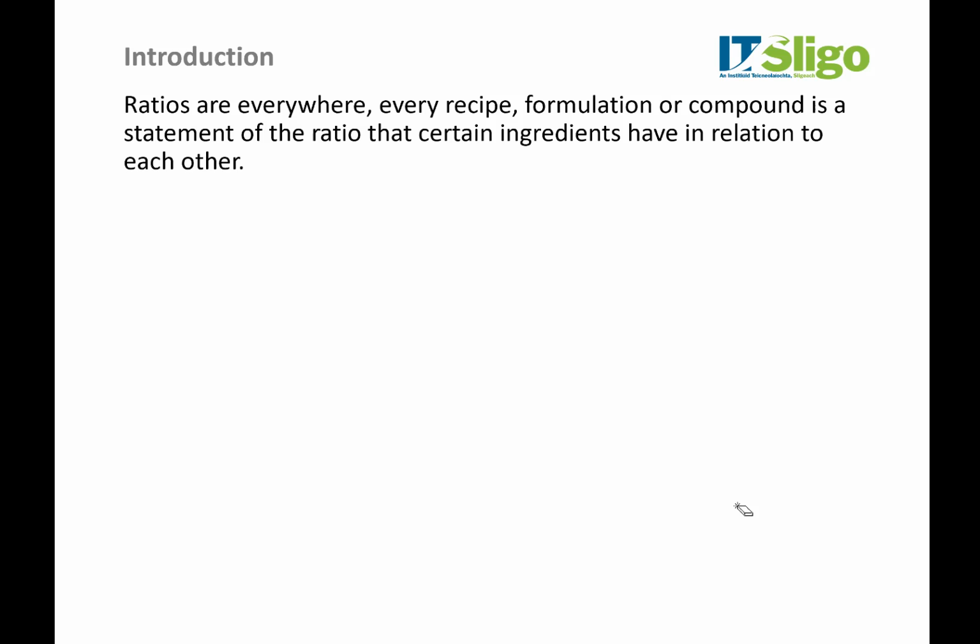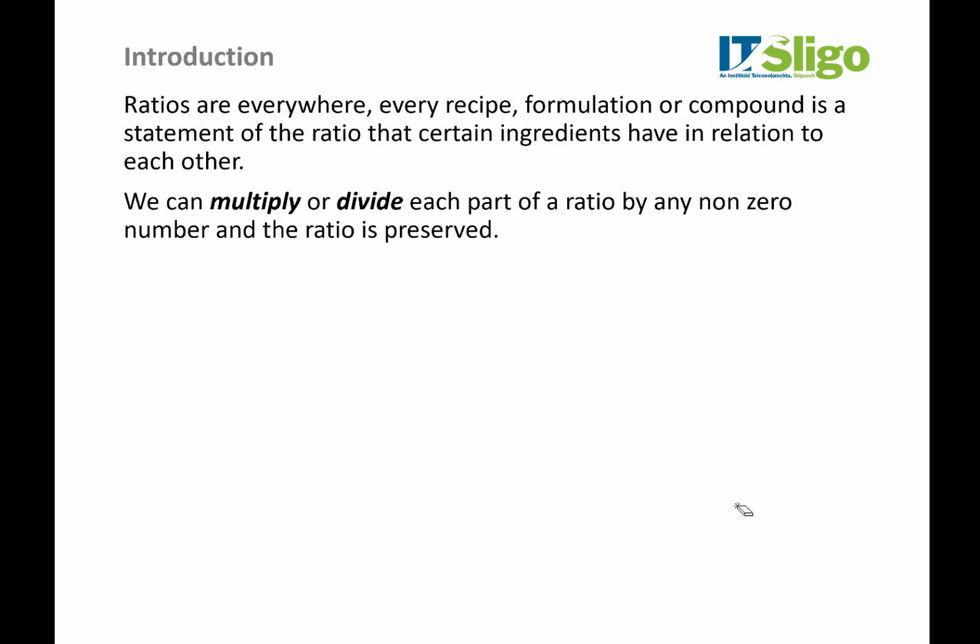So now, ratios are everywhere. Every recipe you come across, every chemical formulation, any compound, they're simply statements of ratios that certain ingredients or elements have in relation to each other. So we can multiply or divide each part of a ratio by any non-zero digit. So it's very important, guys, we can multiply or divide both sides of a ratio, and the ratio is preserved. What we really mean here is equivalence. The equalness of the ratio is preserved.